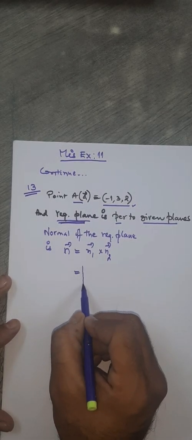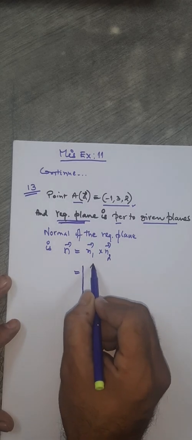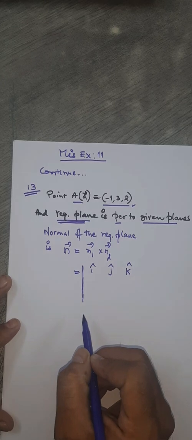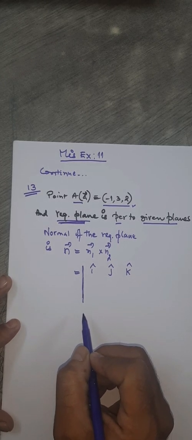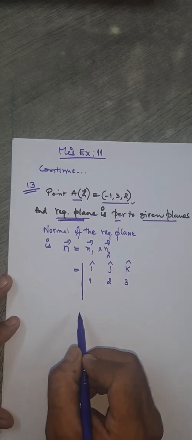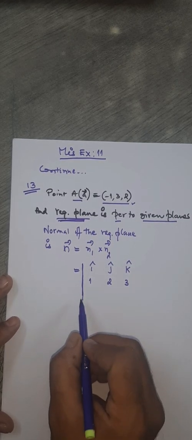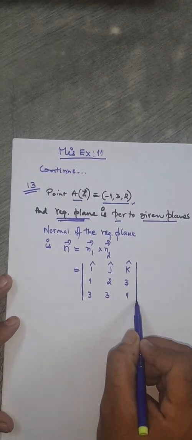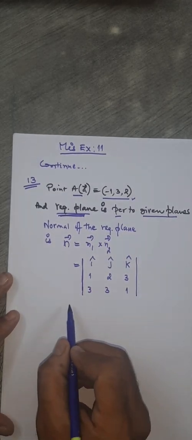So here for the cross product, we have i, j, k. What is the normal to the first plane? You write the coefficients of x, y and z, which is 1, 2 and 3. The normal to the second plane is 3, 3, 1. How did I write these normals? Coefficients of x, y and z.